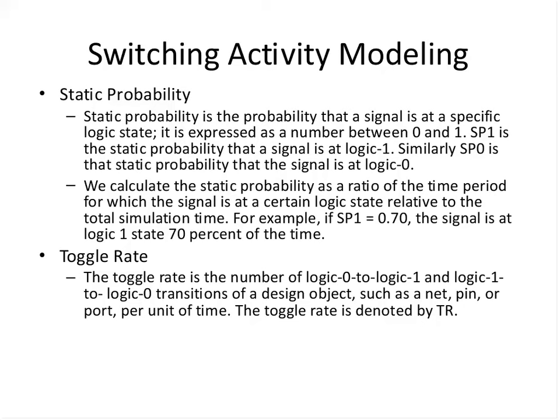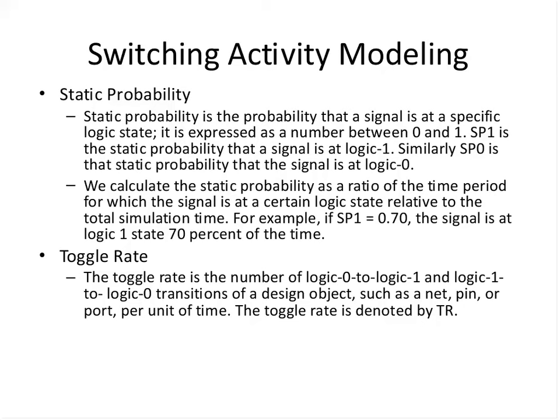So it is expressed as a number between 0 and 1. SP1 is the static probability that a signal is at logic 1. Similarly, SP0 is the static probability that the signal is at logic 0. So how is the static probability calculated? It is calculated as the ratio of time period for which the signal is at a certain logic state to the total simulation time.